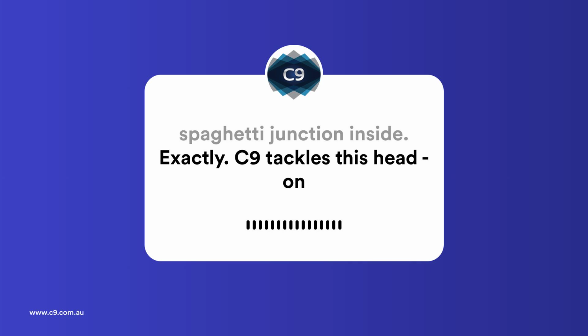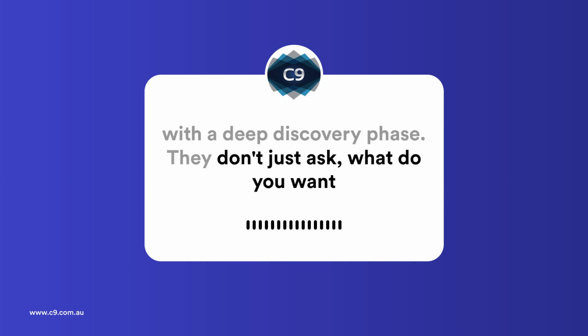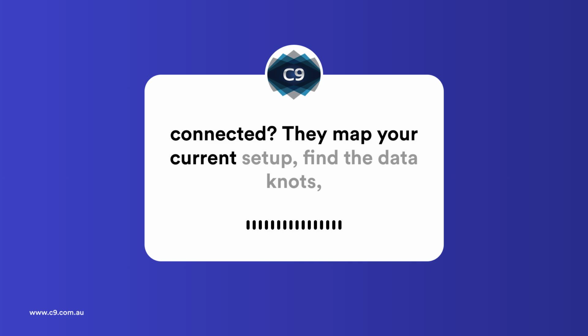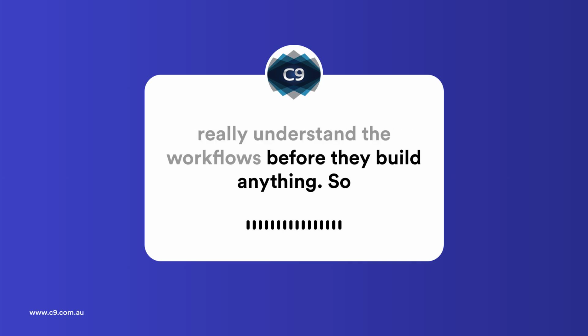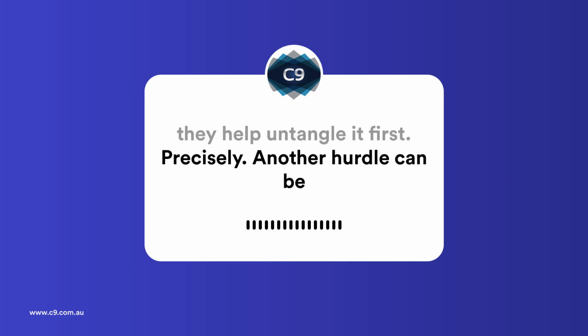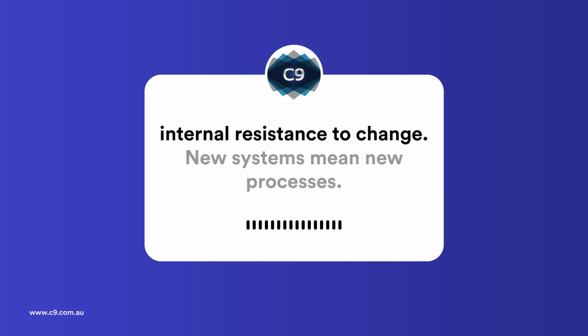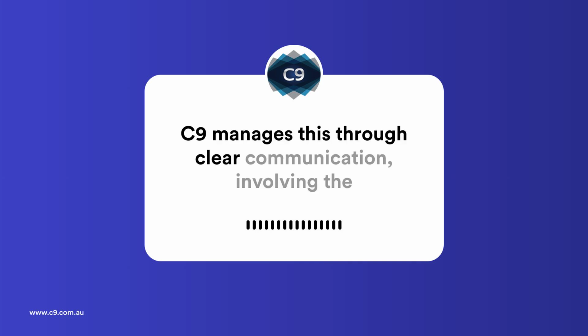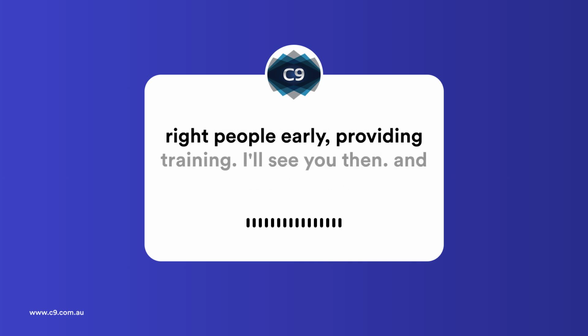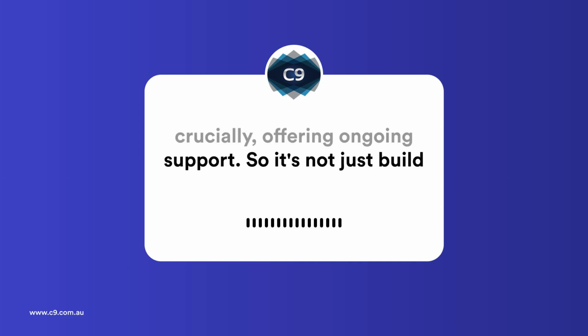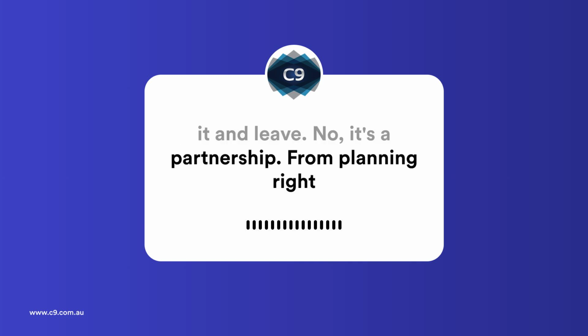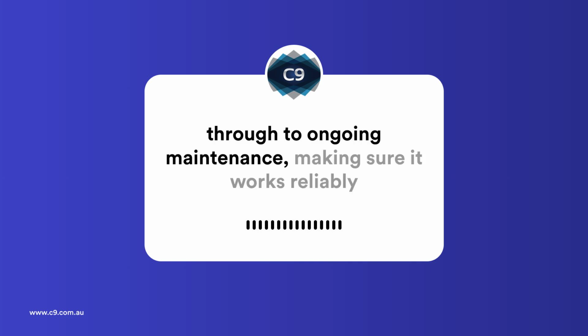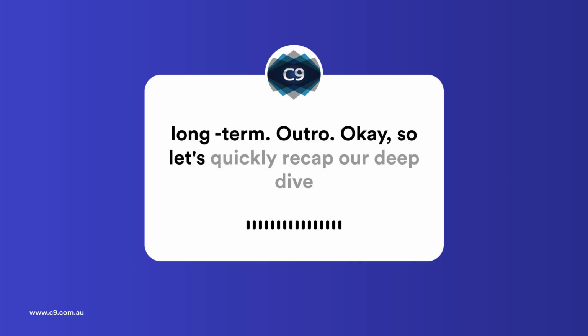Exactly. C9 tackles this head-on with a deep discovery phase. They don't just ask, what do you want connected? They map your current setup, find the data knots, really understand the workflows before they build anything. So they help untangle it first. Precisely. Another hurdle can be internal resistance to change. New systems mean new processes. C9 manages this through clear communication, involving the right people early, providing training, and crucially, offering ongoing support. So it's not just build it and leave. No, it's a partnership. From planning right through to ongoing maintenance, making sure it works reliably long-term.